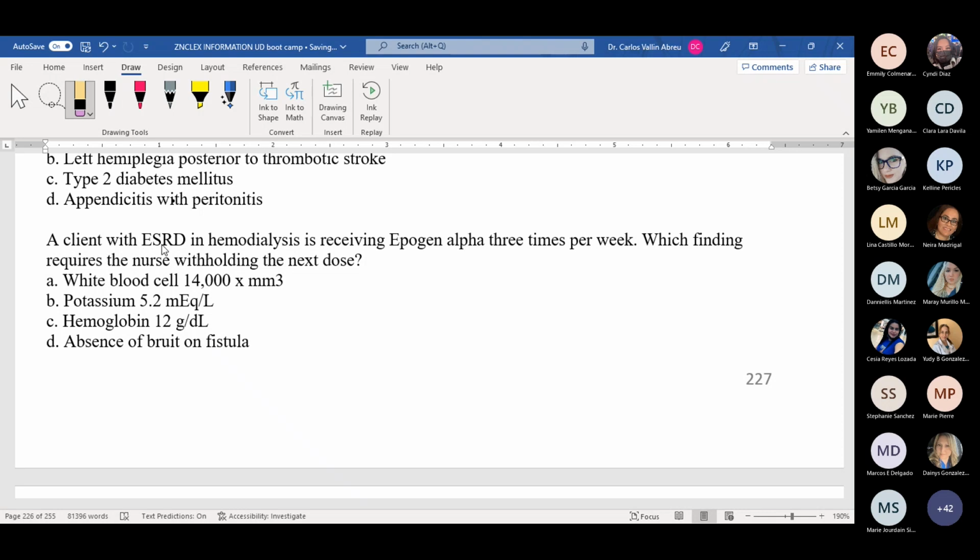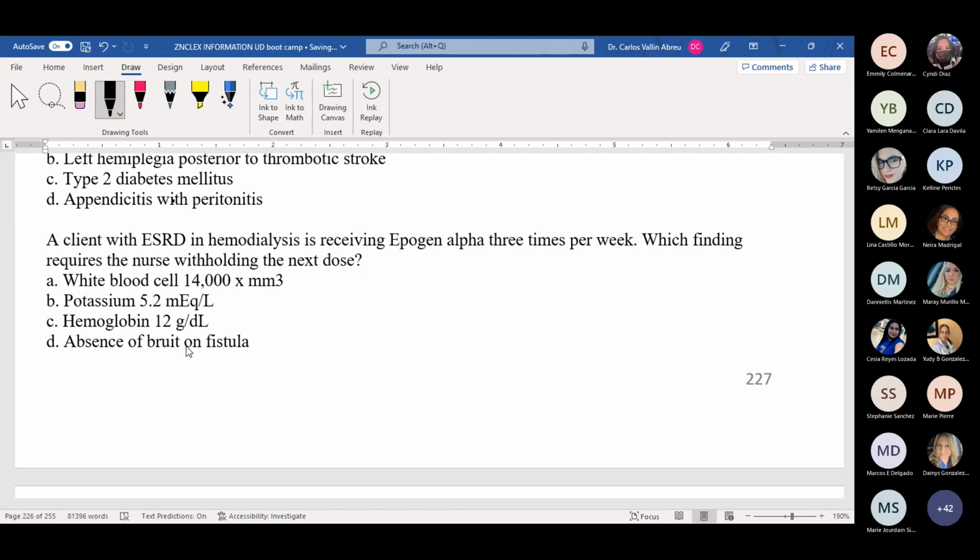A client with end-stage renal disease, this is what those acronyms mean. In hemodialysis, receiving epoetin alfa 3 times per week, which finding requires the nurse to withhold the next dose? White blood cell 14,000, leukocytosis; potassium 5.2, hyperkalemia; hemoglobin 12; absence of bruit on the fistula. What is the rationale for the need of withholding the next dose?